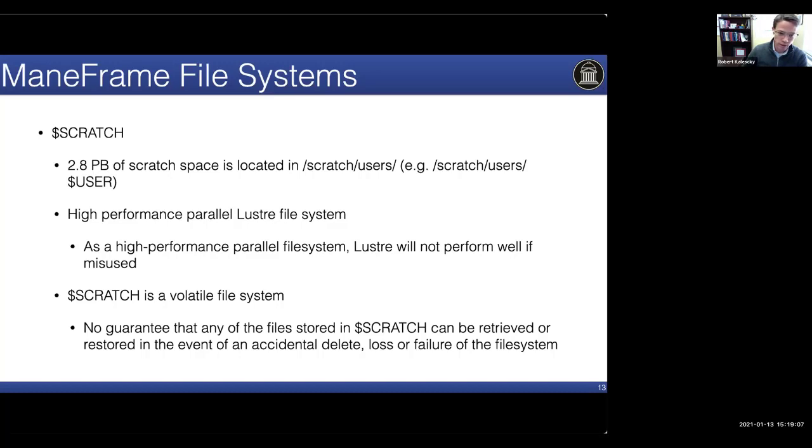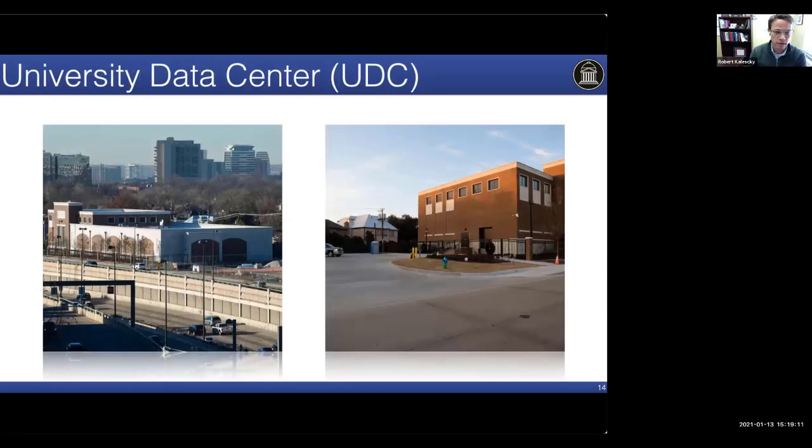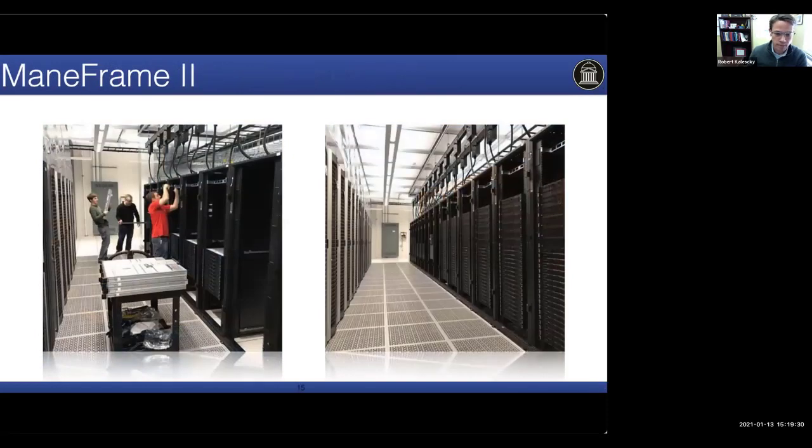That said, Scratch is quite redundant, and so we don't really have issues with data loss. M2 is located in the University Data Center, which is located off of Central, just south of Mockingbird. And so it's designed as a lights out facility. No one has a permanent office there, but people are working there all the time.